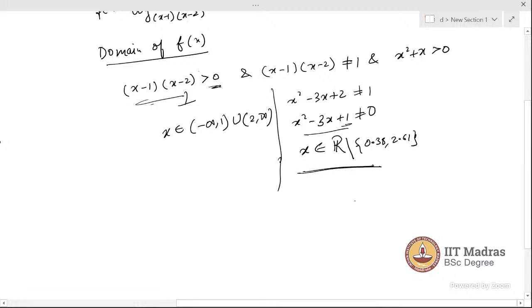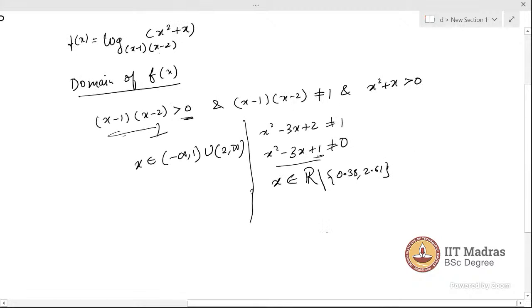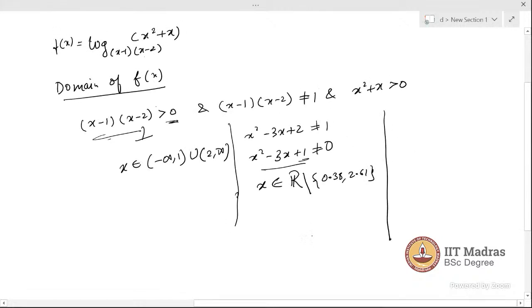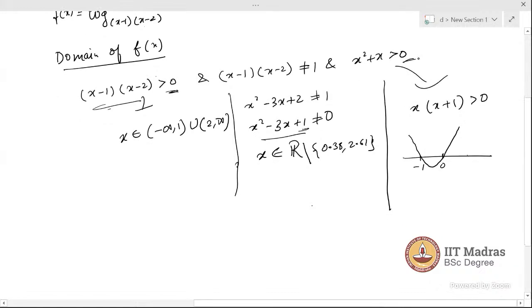From here we got this info that x belongs to R, but it cannot take these two values. So you're with me so far? Okay. From here it says x square plus x has to be greater than 0. Factorizing this, it's x times x plus 1 greater than 0. If I draw the quadratic for this, the roots are 0 and minus 1, and the graph looks like this. It says it has to be greater than 0, which means I cannot include the region between minus 1 and 0.